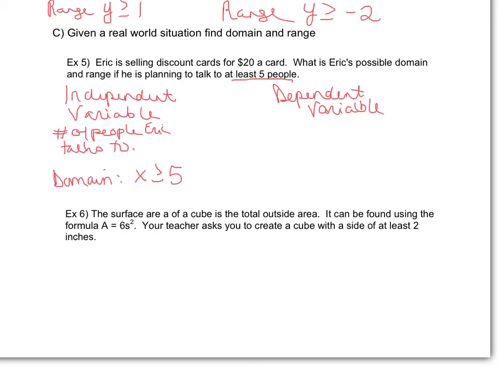So looking for my dependent variable, it is going to be the number of cards that he sells, because that is what depends on the number of people and depends on what the people say. So I'm going to go ahead and say that my range, well, since everyone could say no, my range, or my y, is going to be greater than or equal to 0. Hopefully, for Eric's sake, it's greater than 0. Hopefully he sells a lot, but he does have the potential of having everyone tell him no.